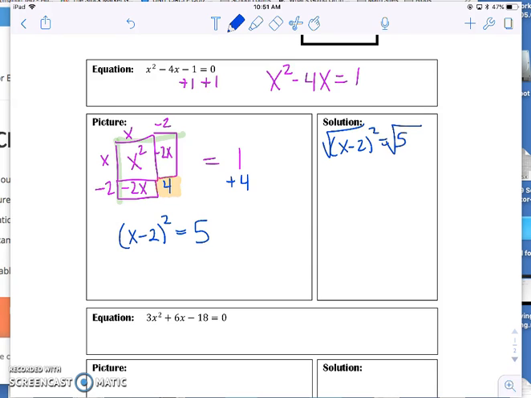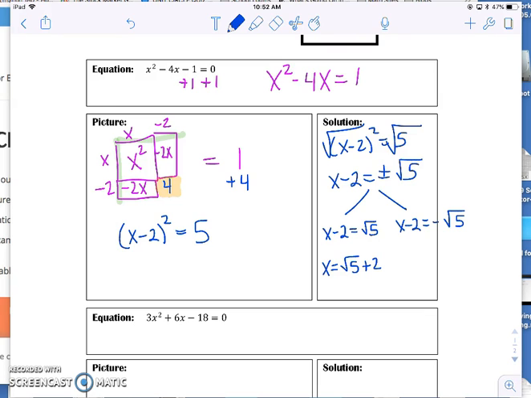So now if we were to solve that, x minus 2 squared equals 5, we did this yesterday. We took the square root, so we have x minus 2 equals plus or minus the square root of 5. So now we have x minus 2 equals positive square root of 5. X minus 2 equals negative square root of 5. So x equals the square root of 5 plus 2. And x equals negative square root of 5 plus 2. We could just say plus or minus the square root of 5 plus 2.